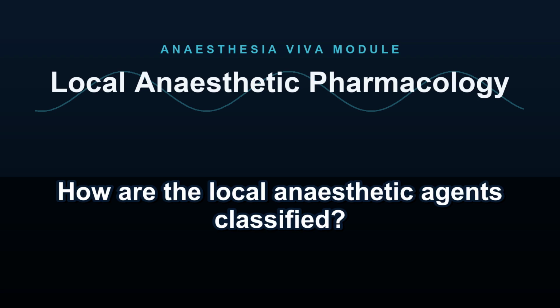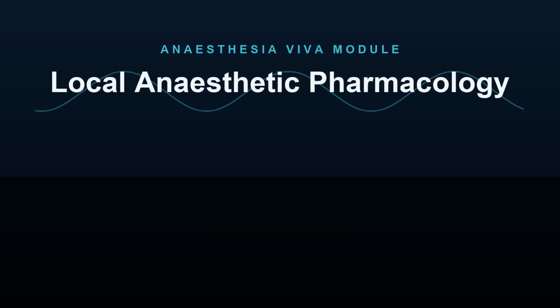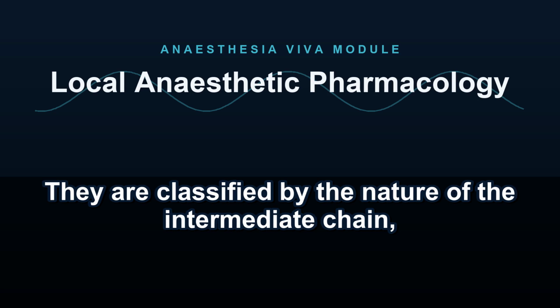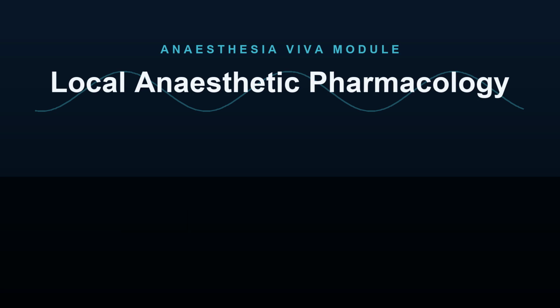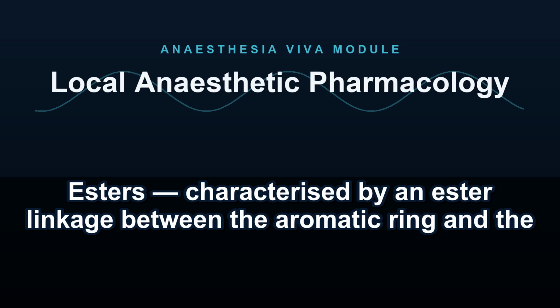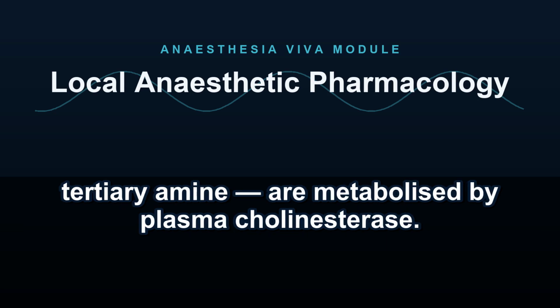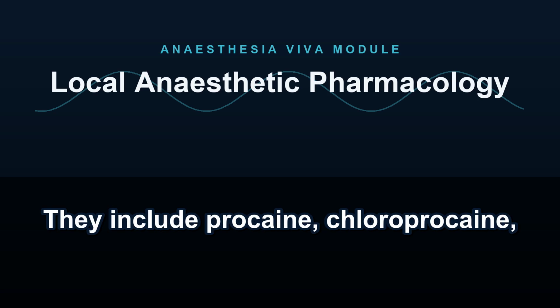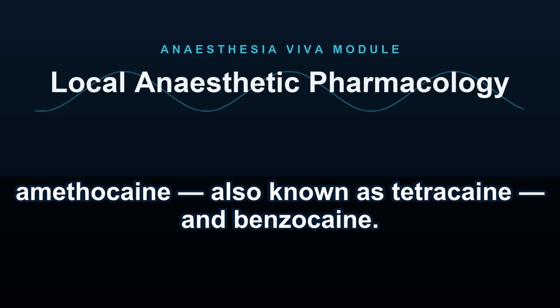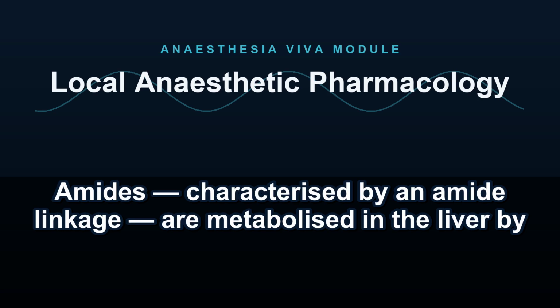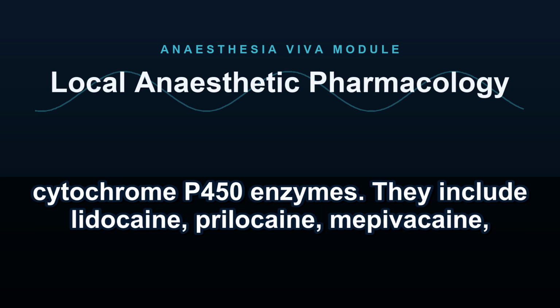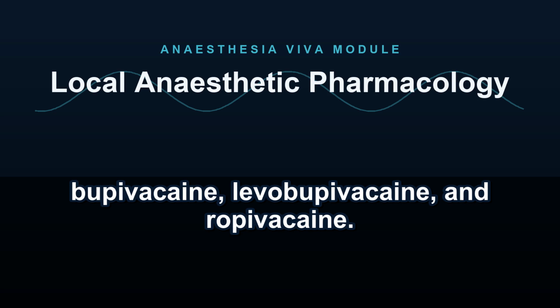How are the local anesthetic agents classified? They are classified by the nature of the intermediate chain into two principal groups. Esters, characterized by an ester linkage between the aromatic ring and the tertiary amine, are metabolized by plasma cholinesterase. They include procaine, chloroprocaine, amethocaine, also known as tetracaine, and benzocaine. Amides, characterized by an amide linkage, are metabolized in the liver by cytochrome P450 enzymes. They include lidocaine, prilocaine, mepivacaine, bupivacaine, levobupivacaine, and ropivacaine.